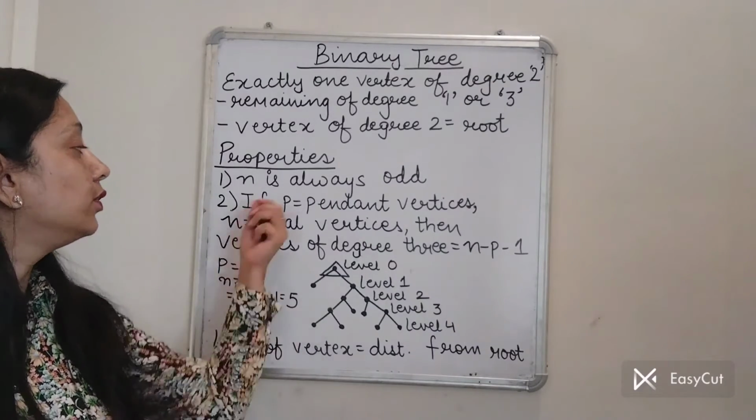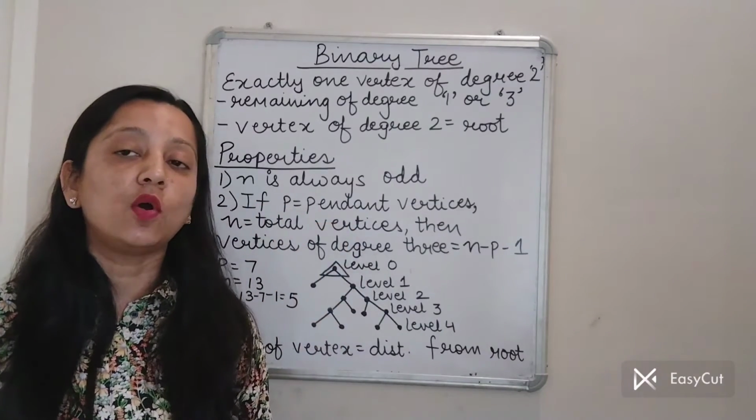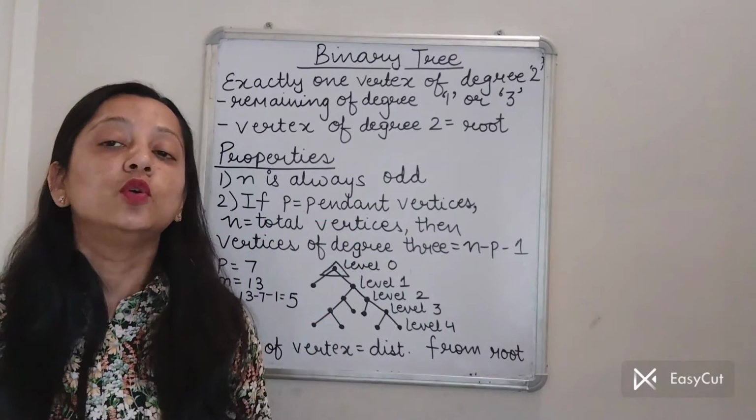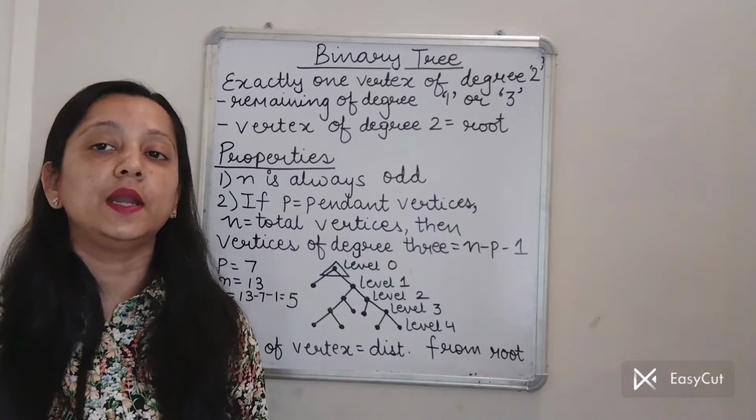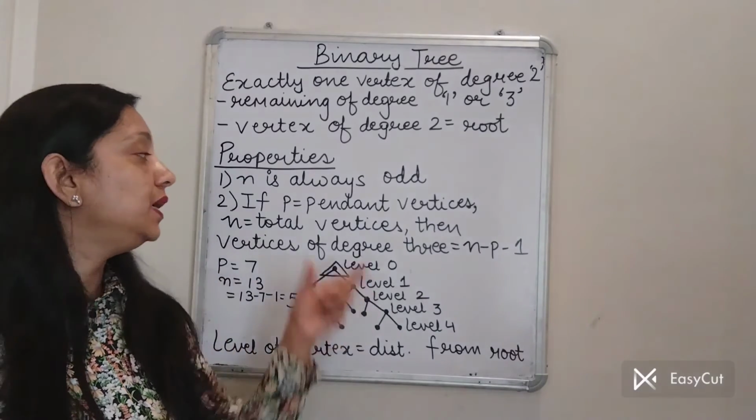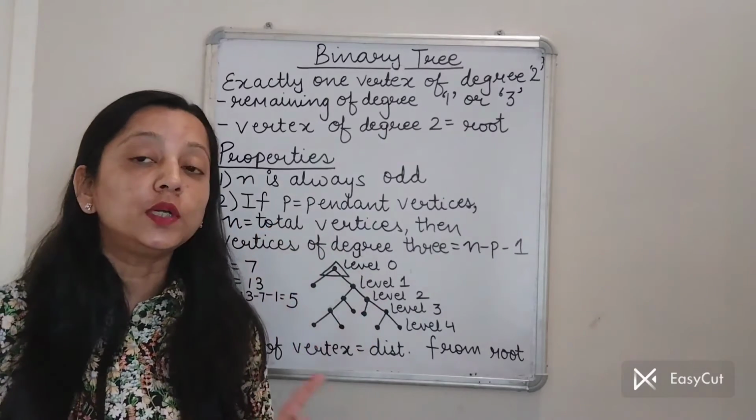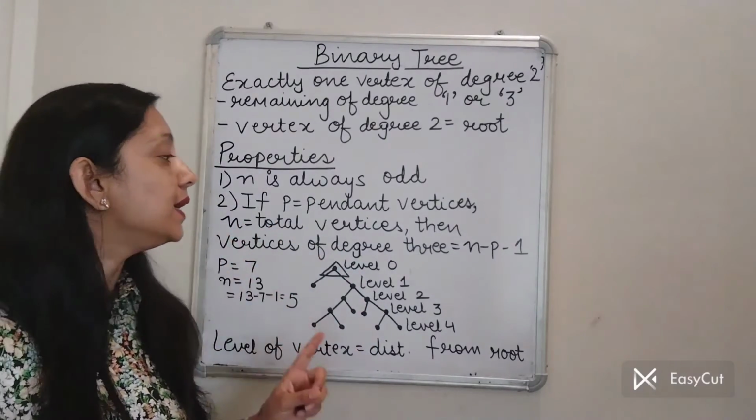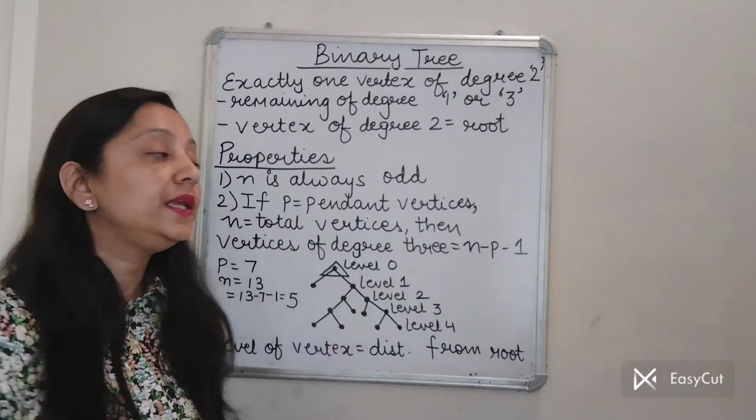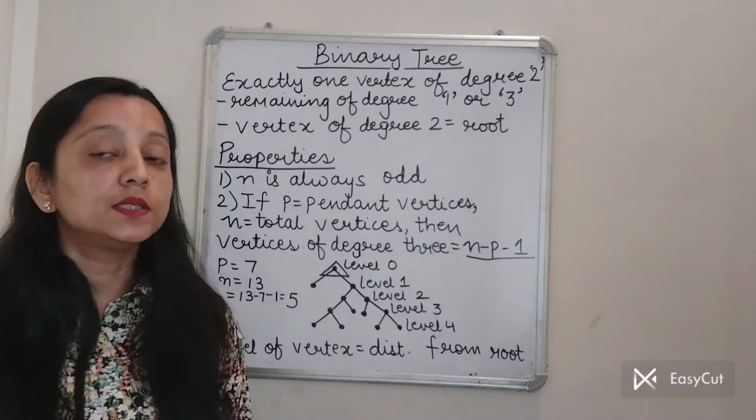First point. Now the second point is that if p is equal to the number of pendant vertices. Now we all know what pendant vertices are. Those vertices which have degree 1 are known as pendant vertices. So if p is equal to the number of pendant vertices and n is equal to the total number of vertices, right? In that case, the number of vertices with degree 3 would be n minus p minus 1.